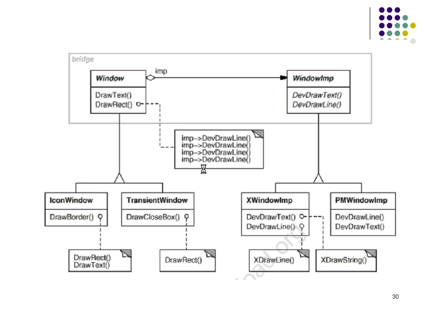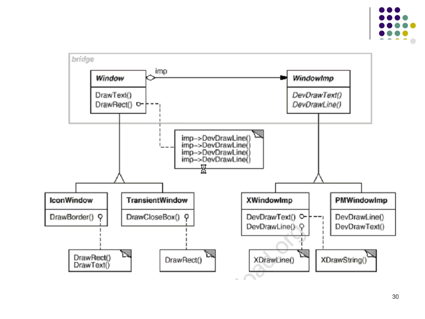And as you can see over there, the def draw line of X window IMP calls the X draw line, because these 2 methods are going to be implemented differently for the X platform and for the PM platform. The hierarchy on the left side contains the application level logic. The window base class has 2 derived classes. One is icon window and the other is transient window. And this shows that there are 2 kinds of windows which are possible.